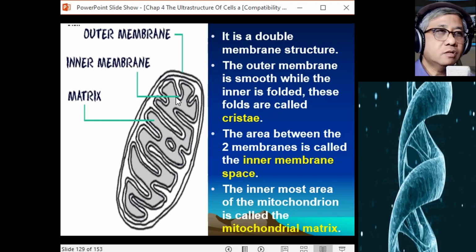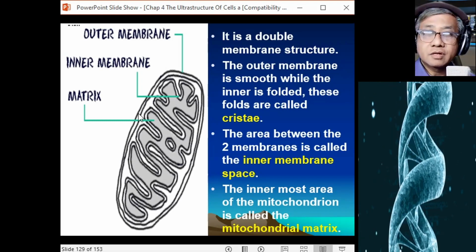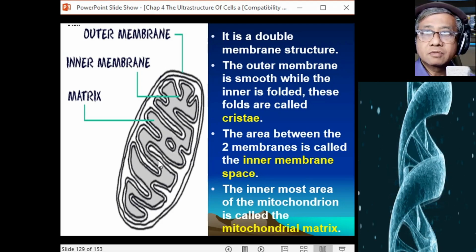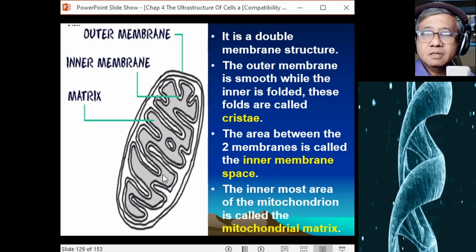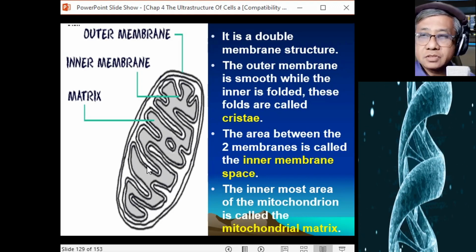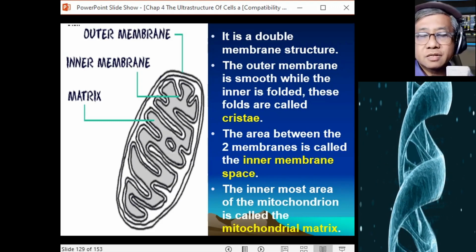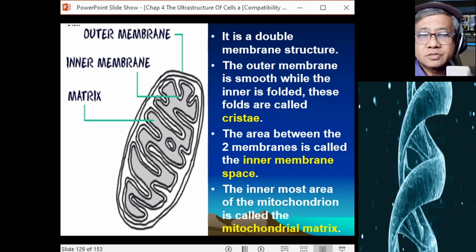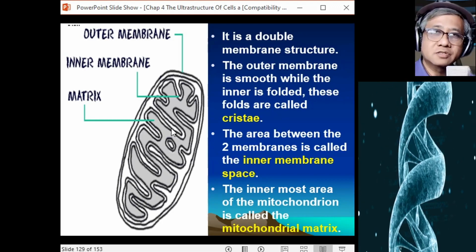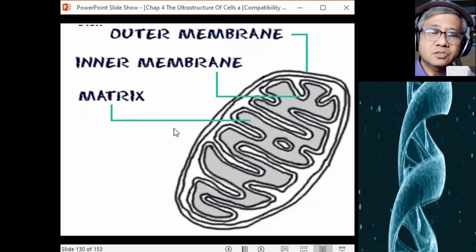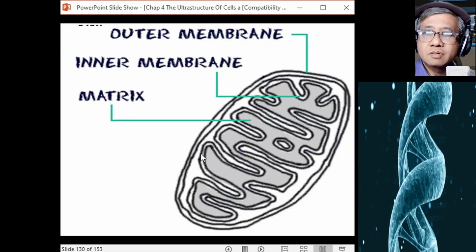So if we will talk of cell respiration, the electron transport chain occurs in the cristae. Okay, and the Krebs cycle occurs in the mitochondrial matrix. Glycolysis occurs outside the mitochondrion. Glycolysis occurs in the cytoplasm, if you will recall your cellular respiration. Okay, so that's the ultrastructure of the mitochondrion.